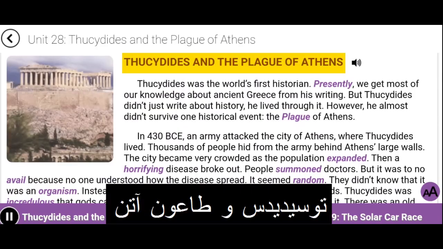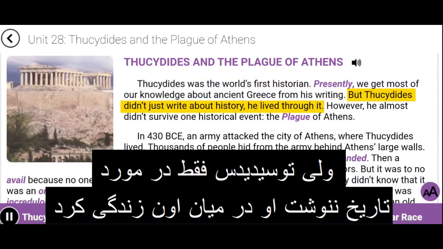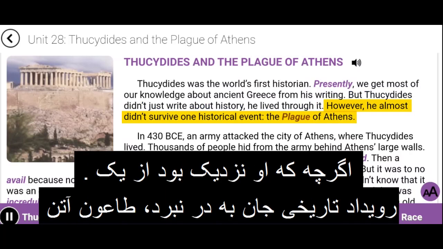Thucydides and the Plague of Athens. Thucydides was the world's first historian. Presently, we get most of our knowledge about ancient Greece from his writing. But Thucydides didn't just write about history. He lived through it. However, he almost didn't survive one historical event, the Plague of Athens.